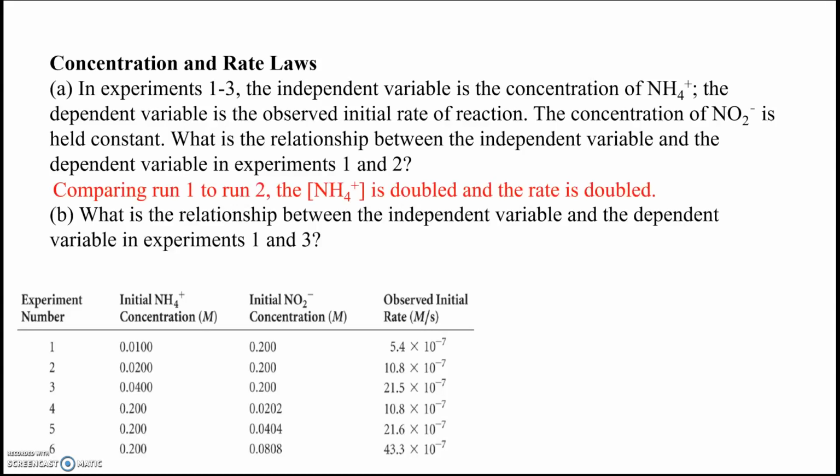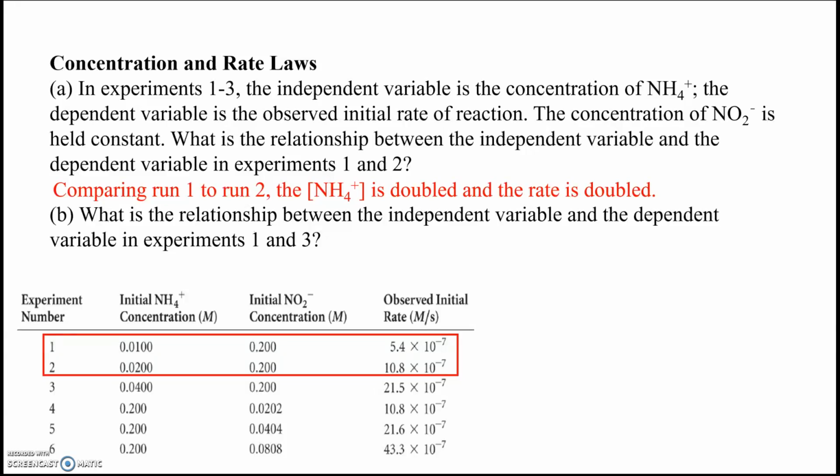Well, we want to compare run 1 to run 2. And the reason we want to do that is because if you look at it, you can see that in comparing these 2 runs, the nitrite concentration stays the same. But what we do notice also is that the ammonium ion is starting out at 2 different levels. Because it's starting out at 2 different levels, we get 2 different rates.